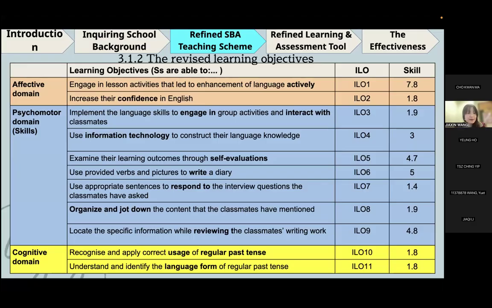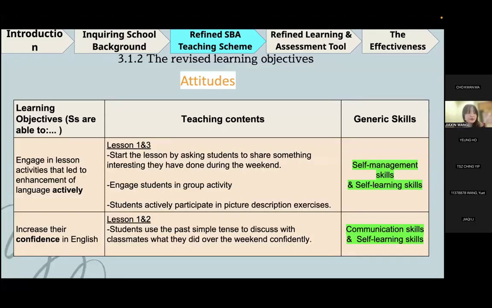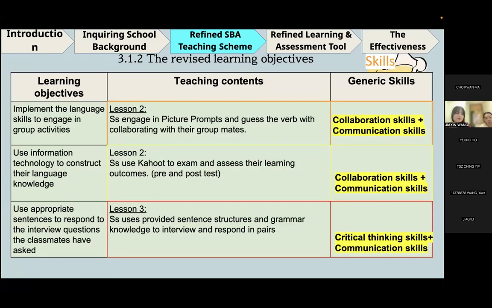Next, please. And as for the attitudes, we find that our revised learning objectives focus on the enhancement of language and their confidence in using English. And we want to improve their self-management skills and self-learning skills through their self-evaluation and group activities, as well as the communication skills in their group activities and classroom discussion. And then let's pass time to Cindy.